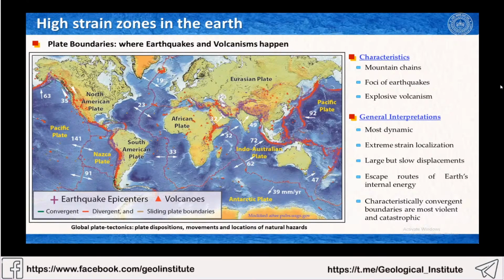So let's go back to our question, melting in the deep earth, and to talk about this, because I'm a student of structural geology, I'd like to ask where we have most of the deformation or high strength zones in the earth. And if we plot them on the surface of the earth, we see that these are mostly concentrated along the plate boundaries. These are characterized by mountain chains, mountain belts. These are earthquake zones. You have explosive volcanism, and these areas are also the most dynamic areas of this earth. And therefore, it's very, very important to study what is happening there.